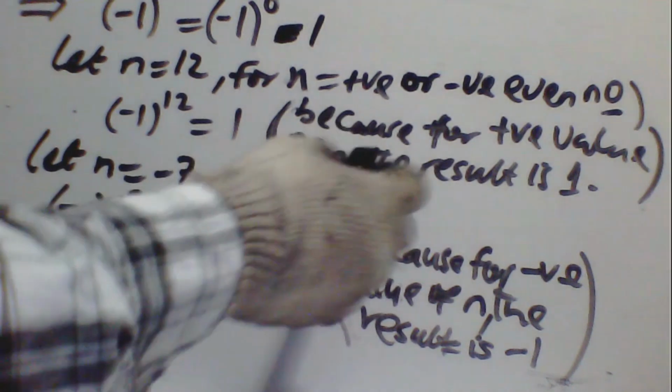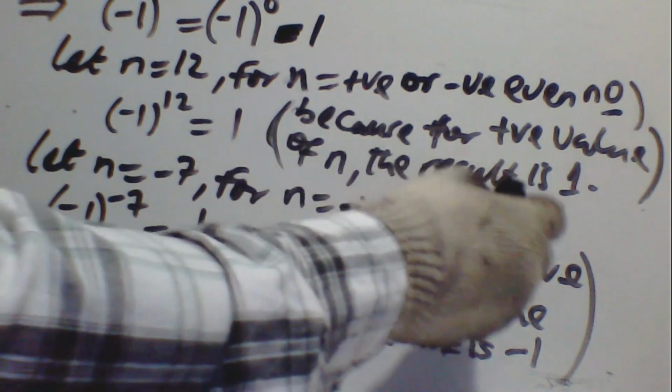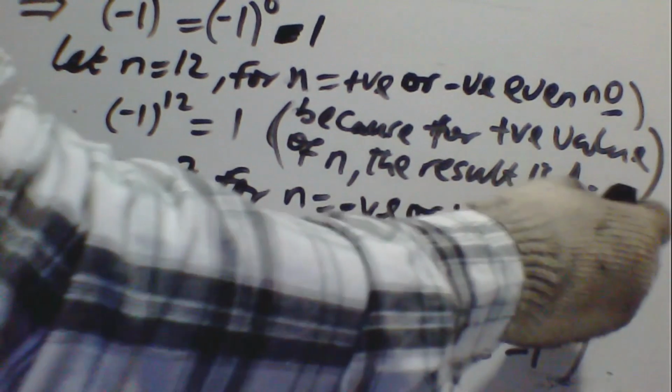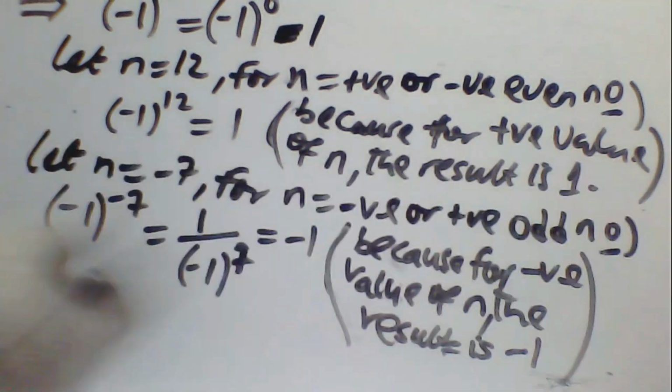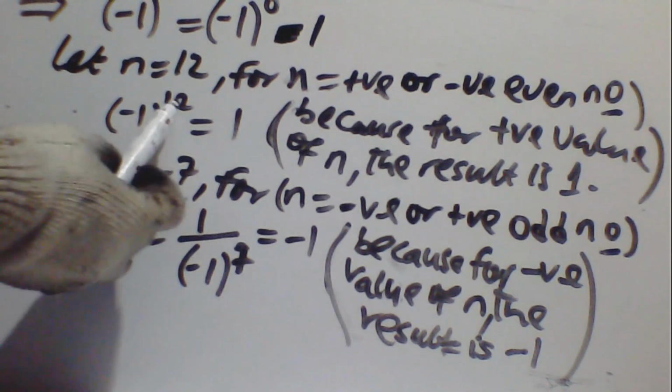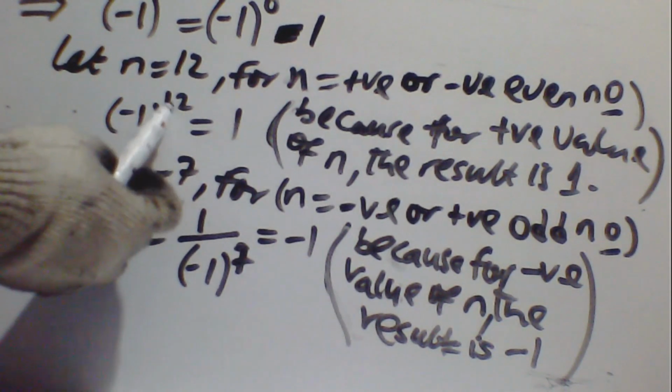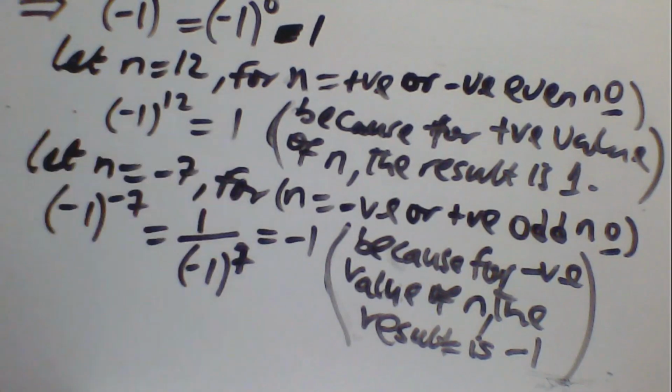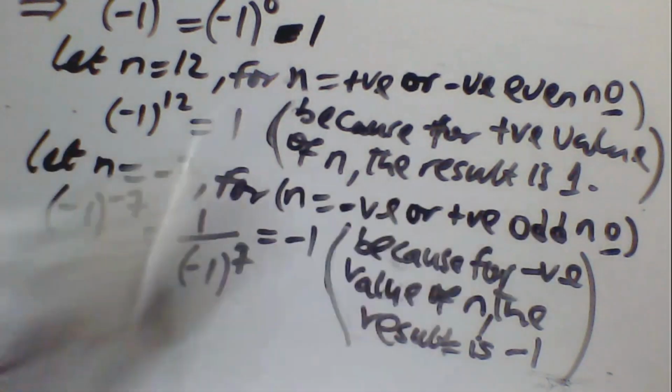For n negative or positive odd number, the result will give us minus 1. So when the power of minus 1 is an even number, whether negative or positive, we get 1. But when it is an odd number, whether negative or positive, we get what? Minus 1.